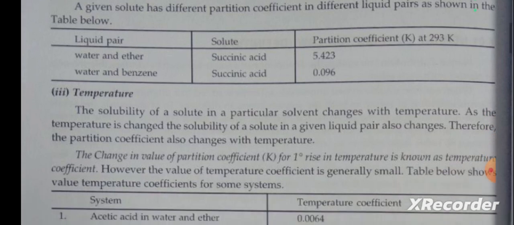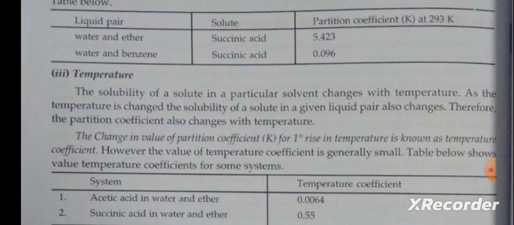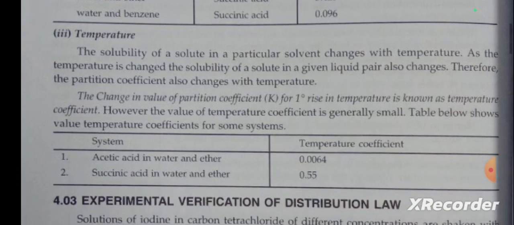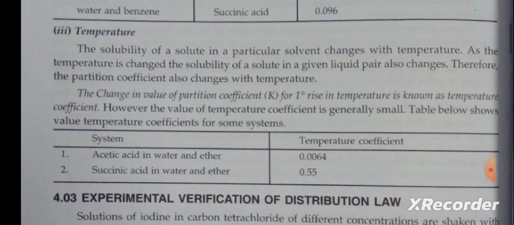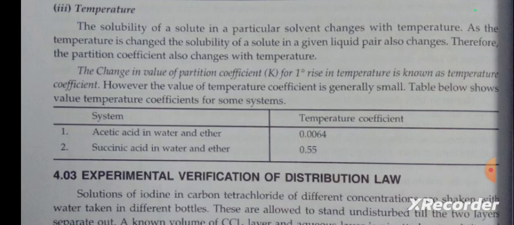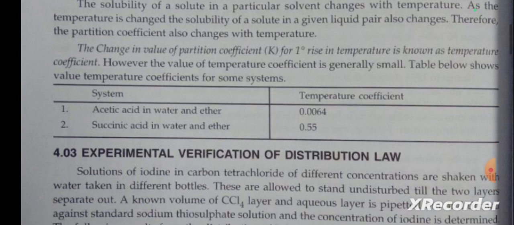Temperature. The solubility of a solute in a particular solvent changes with temperature. As the temperature is changed, the solubility of a solute in a given liquid pair also changes. Therefore, the partition coefficient also changes. The change in value of partition coefficient for 1 degree rise in temperature is known as temperature coefficient. However, the value of temperature coefficient is generally small. The table below shows the value of temperature coefficient for some systems. Acetic acid in water and ether: 0.064; succinic acid in water and ether: 0.55.